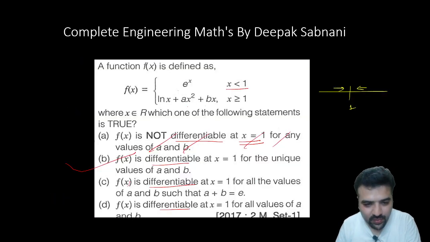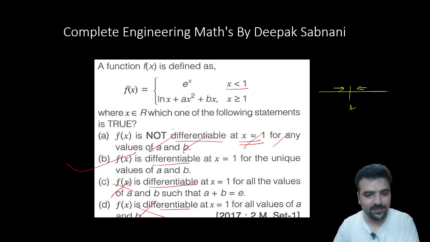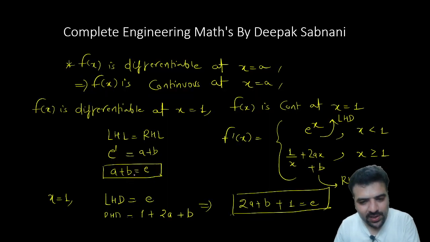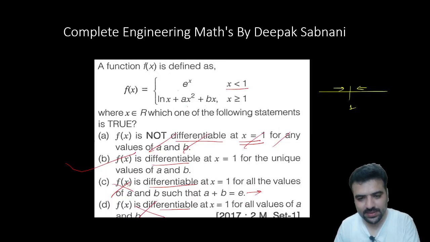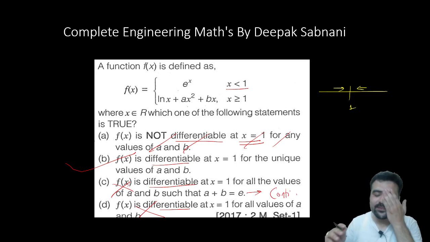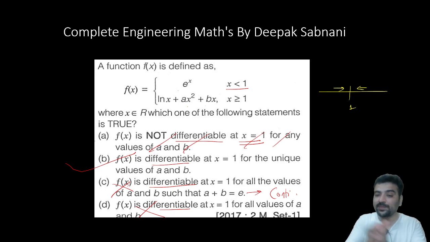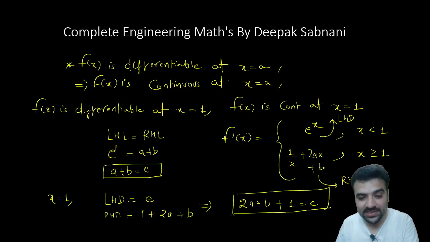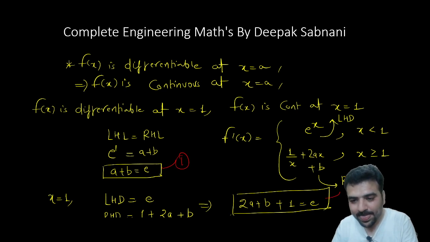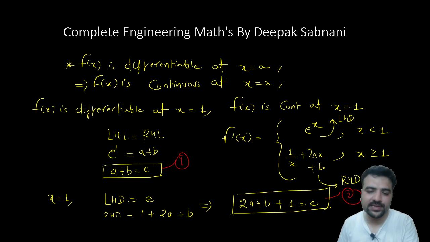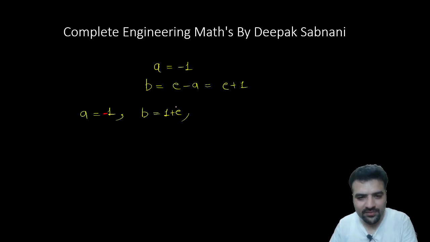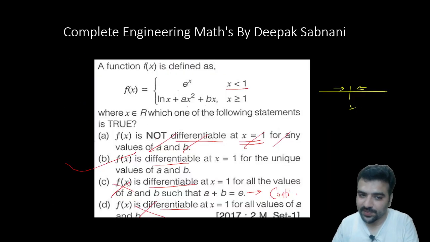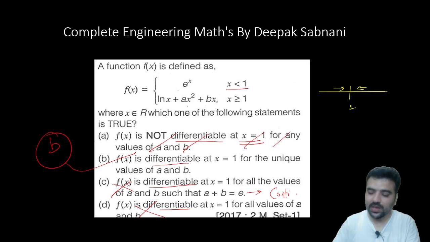f(x) is differentiable at x equal to 1 for all values of a and b? No. Is it differentiable for all values of a and b such that a plus b is equal to e? No, because when a plus b equals e, it is continuous, but continuity doesn't imply differentiability. A continuous function may or may not be differentiable. If it has to be differentiable, then LSD must equal RSD; both the conditions have to be satisfied, and only then can you say that it is a differentiable function. So for only one unique value, this function is differentiable. So B is the correct answer. I hope you're understanding.